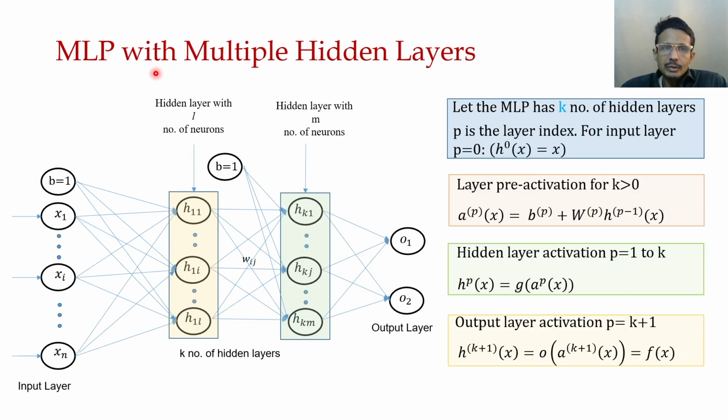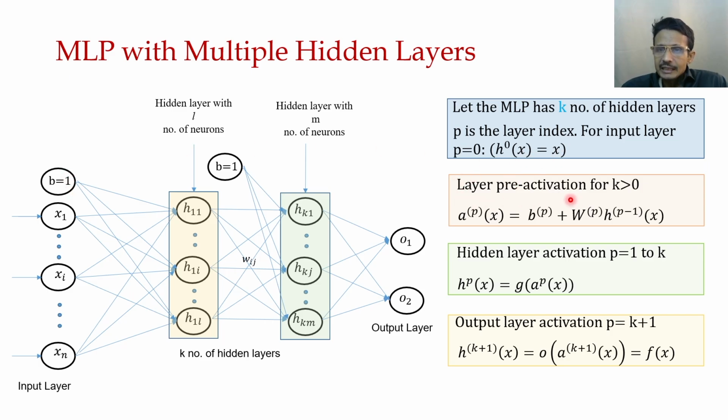Now comes the MLP with multiple hidden layers. How do we calculate? The basic formulation is the same, only there is more than one layer. Let this MLP have k hidden layers. P is the layer index, so P is equal to 1, 2 up to k. And h0(x) is at the input level, it is just copying the input.